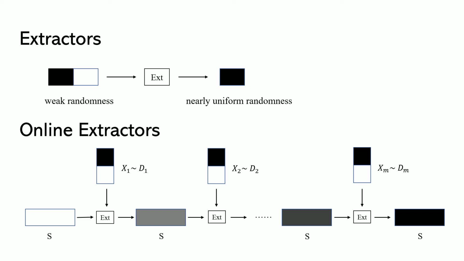We are interested in perhaps the simplest possible setting of online extractors, where input sources are independently sampled from the same entropic distribution. We call this concretized model online linear extractors for independent sources. It's linear because the updating process, ext, is linear.